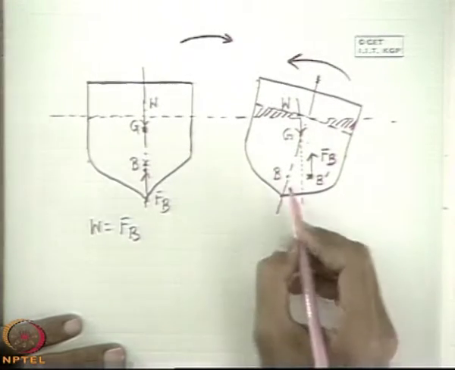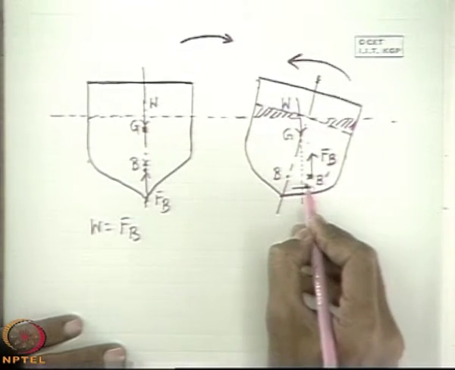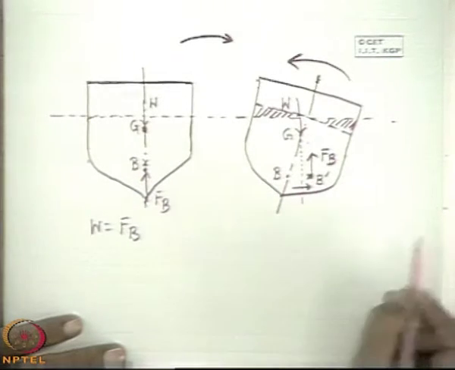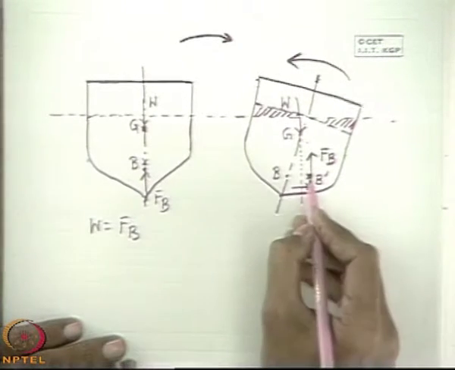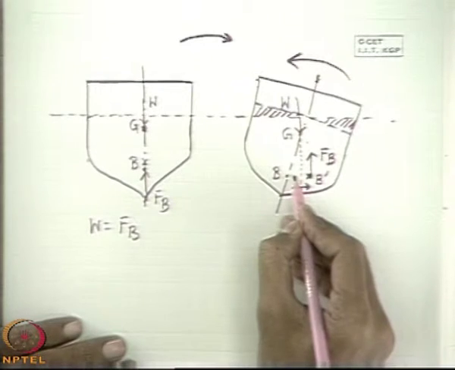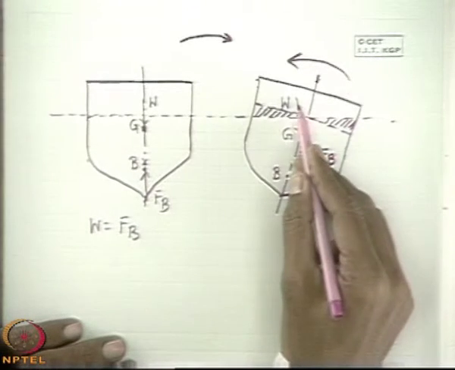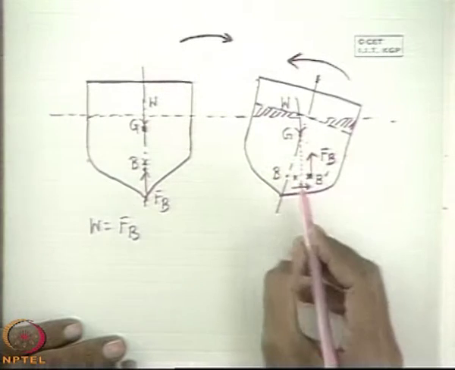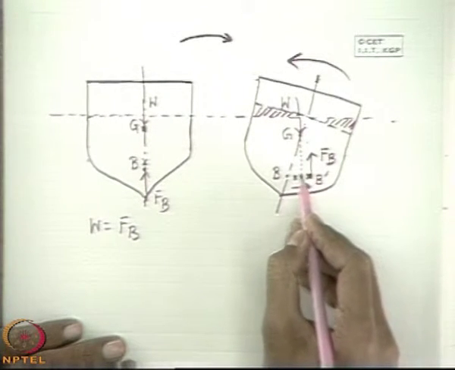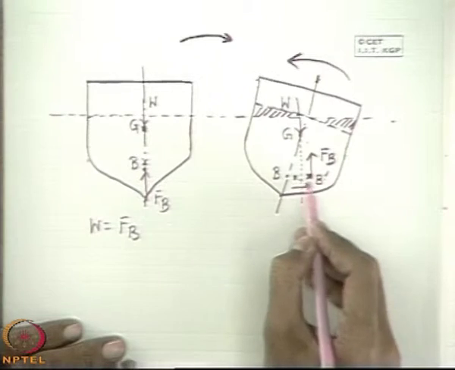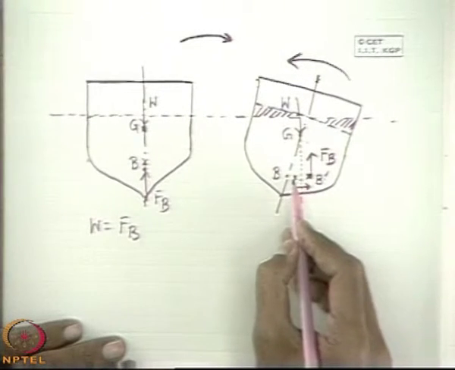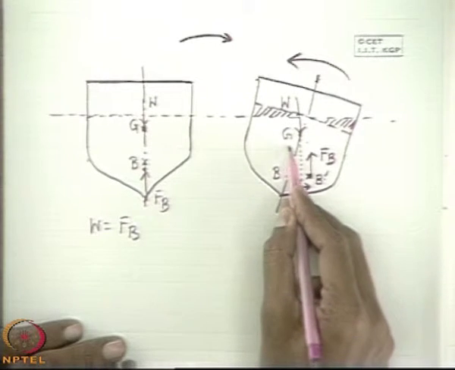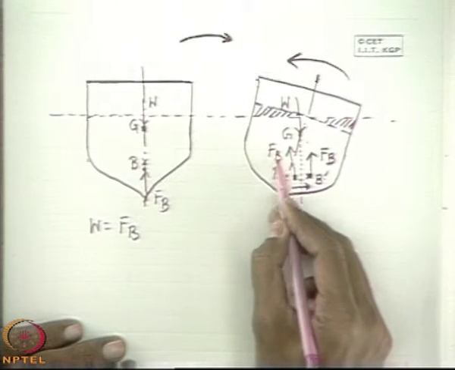But can we always tell, if B shifts in this direction, that there will always be a restoring moment? No. If this B dash comes here, that means if I draw a vertical line from the center of gravity, and B cannot cross this vertical line towards this direction of heel, then it cannot create a restoring moment. So long as it is here, this force will always create an overturning moment.